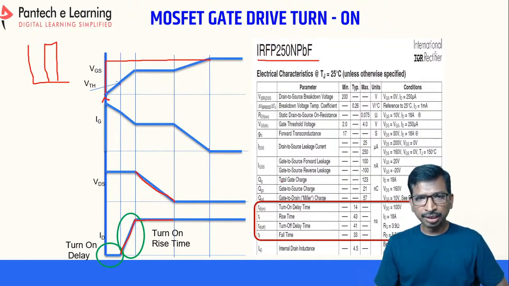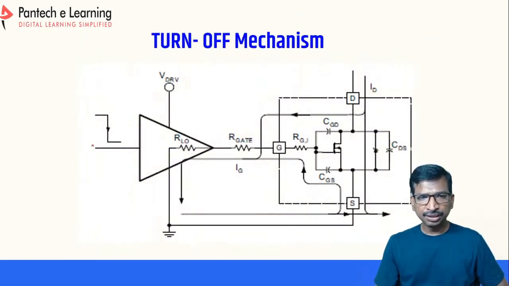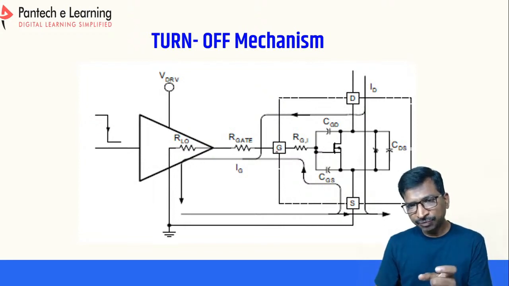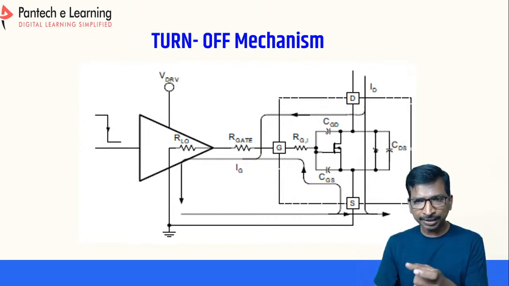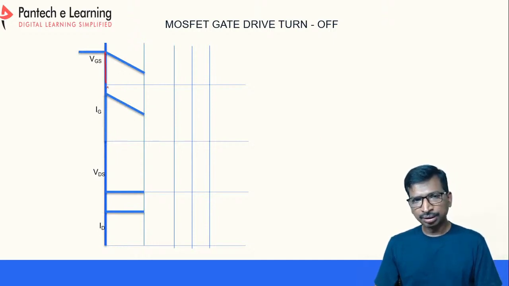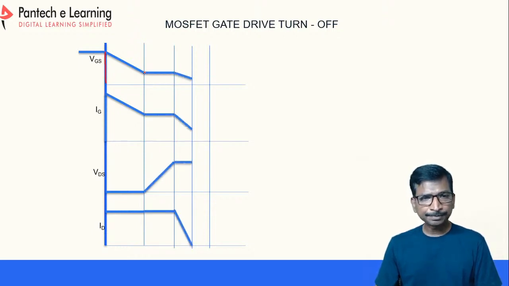Similarly, for the turn off mechanism, if you are removing the pulse, first the capacitor will discharge through the circuit, because it is already charged. The same procedure will be repeated. If you are removing the gate pulse, which means we have taken it to zero, it will not reach the zero level immediately. It will stay there till the threshold value, and after that it approaches zero voltage.